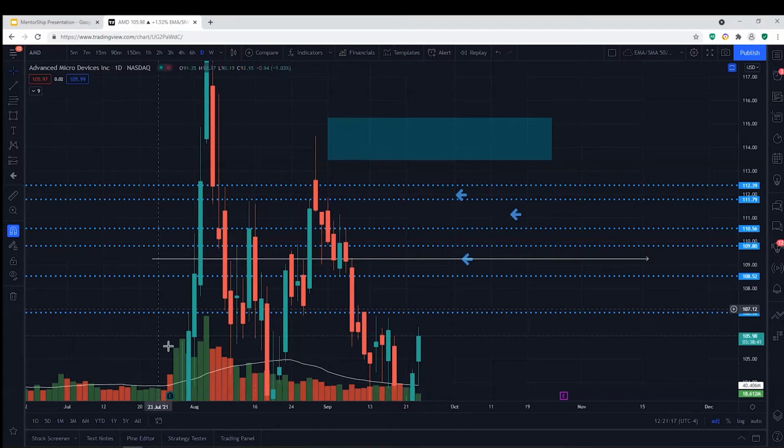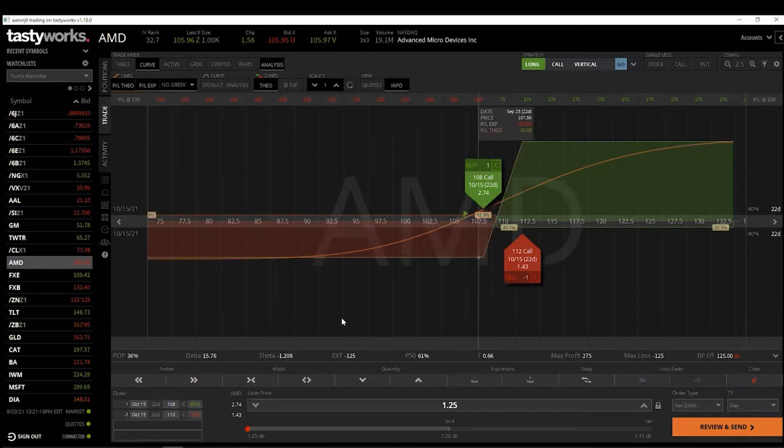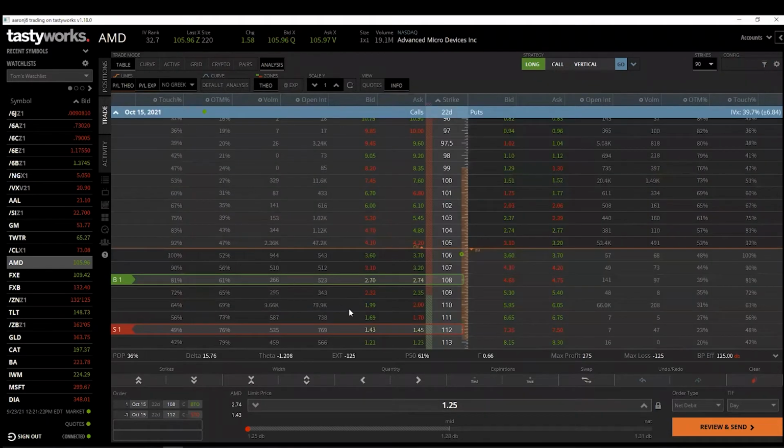Let me give a quick example. Let's say 108. I'm only paying $125 for this. If you subtract these two costs, 275 and 145, I'm only paying the difference. But if I were to open just the 108 naked call, I'd be paying double. I'm paying $275 for playing naked.